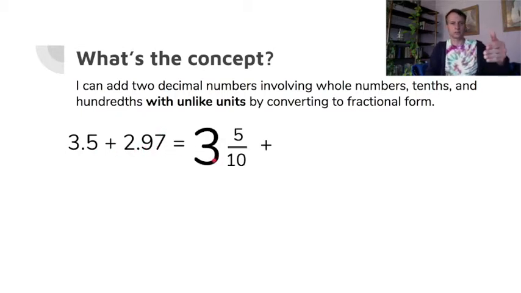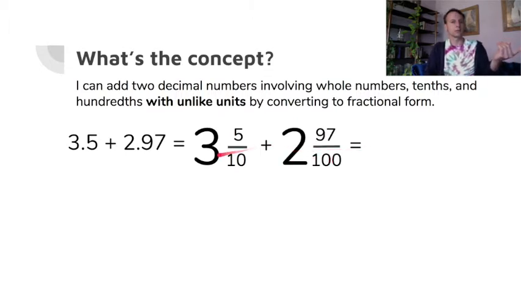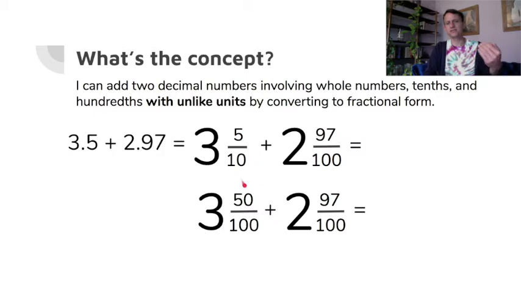Great. 3 and 5 tenths in mixed number form. 2 and 97 hundredths. That's exactly what I write as a mixed number. What do you want to do first here? Yeah, let's make this into hundredths. How many hundredths will that be? 50 hundredths. Okay, so 3 and 50 hundredths plus 2 and 97 hundredths.